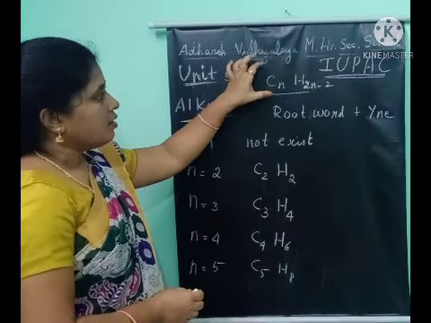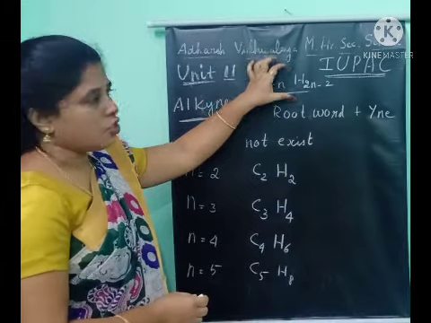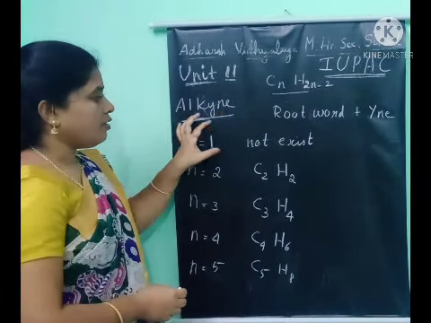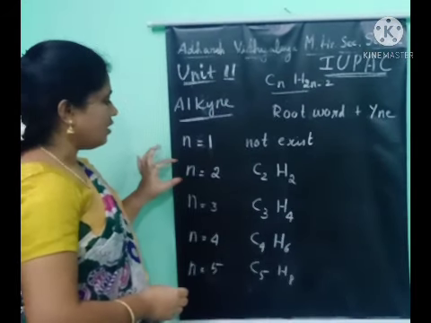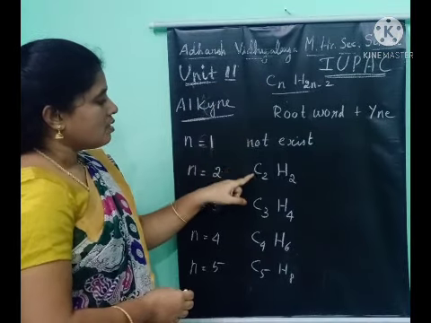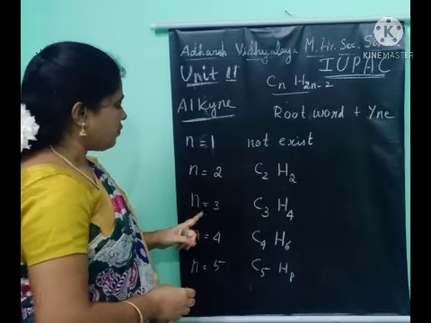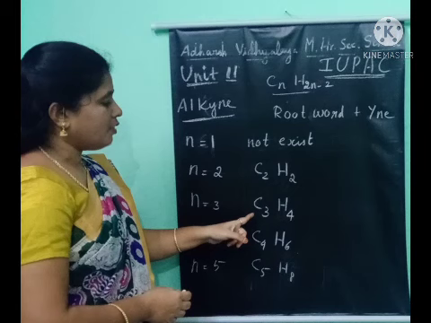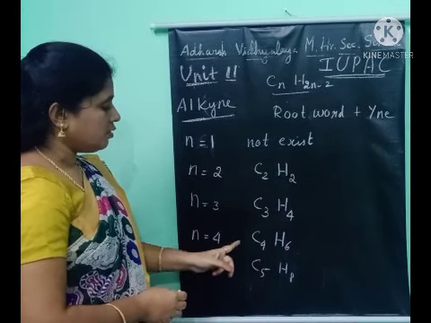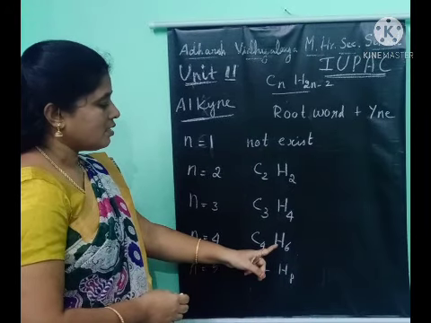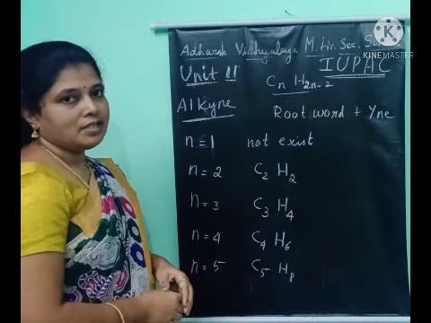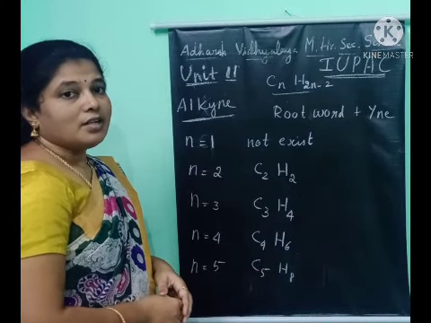Alkyne. General molecular formula CnH2n-2. So n equal to 1 does not exist. N equal to 2, substitute n equal to 2 in the general formula, C2H2. N equal to 3, molecular formula C3H4. N equal to 4, C4H6. N equal to 5, C5H8. Try to write the names.